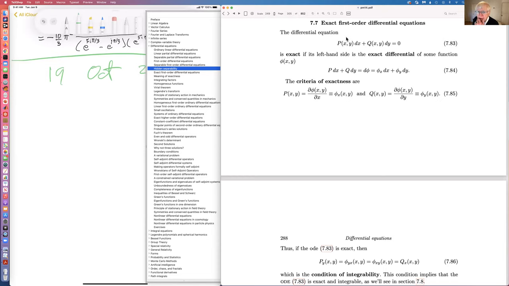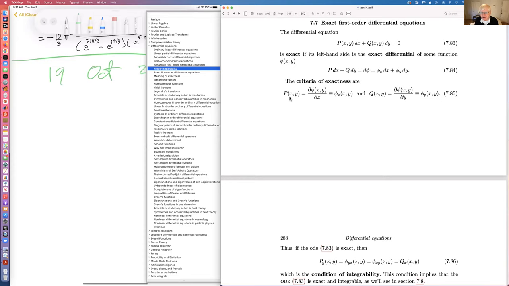So the first topic is to go back to exact first order differential equations. And this term exact may be unfamiliar, but it's a very simple idea. It's that a differential equation is exact if this left-hand side is the differential of some function. In other words, there's some function phi, so that d phi is P dx plus Q dy. And if that's the case, then P, of course, has to be the x derivative of phi, and Q has to be the y derivative of phi.